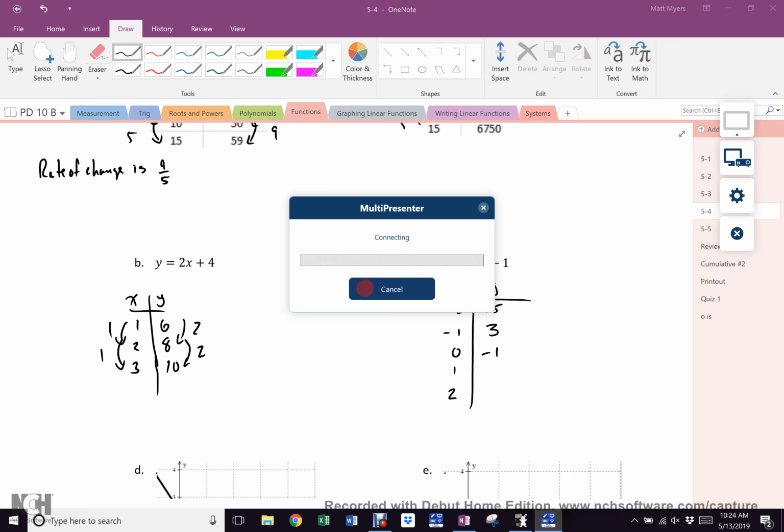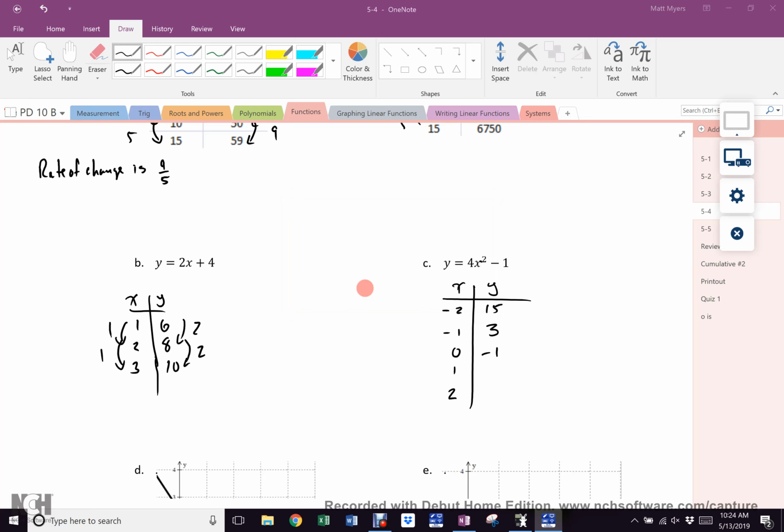Anyways, what comes after? What's the next number? We did negative 2. Oh, are we there? Not quite. What's the next number? 1. What's 1 squared times 4 minus 1? 3. What's 2 squared? 4 times 4 minus 1. 15. And look at what has happened when the screen shows up.